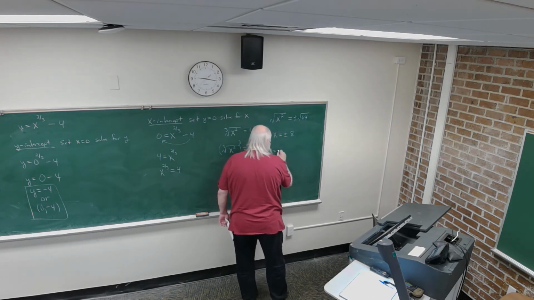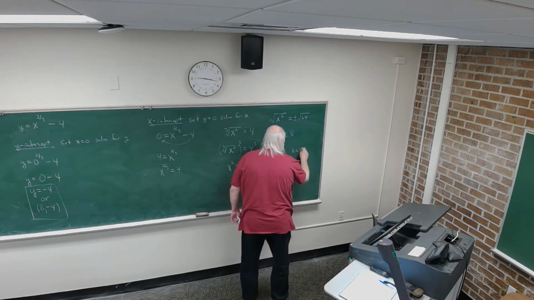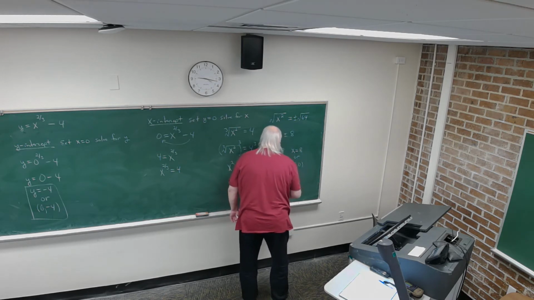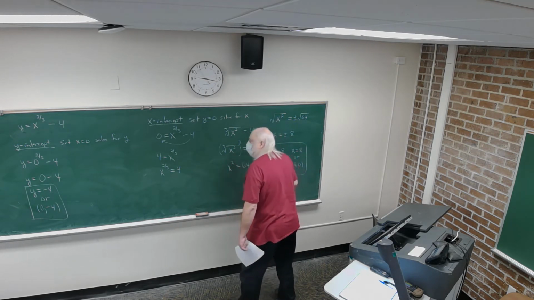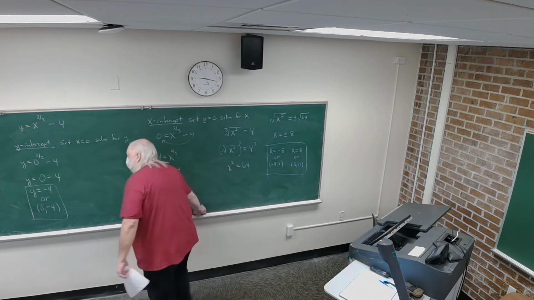So x equals minus 8, where the point minus 8, 0 is an x-intercept. And x equals 8, where the point 8, 0 is an x-intercept. So let me show you why that is.